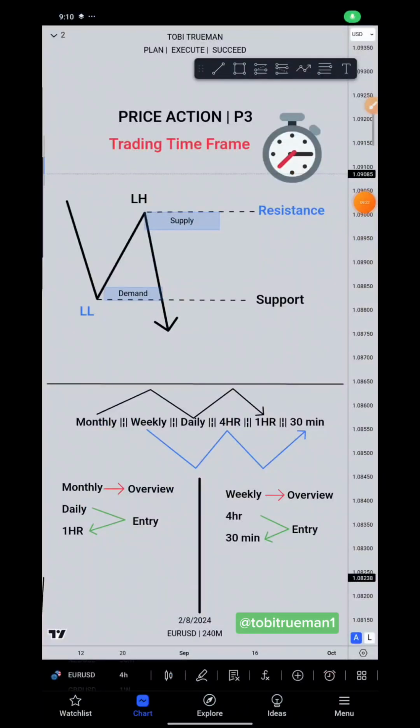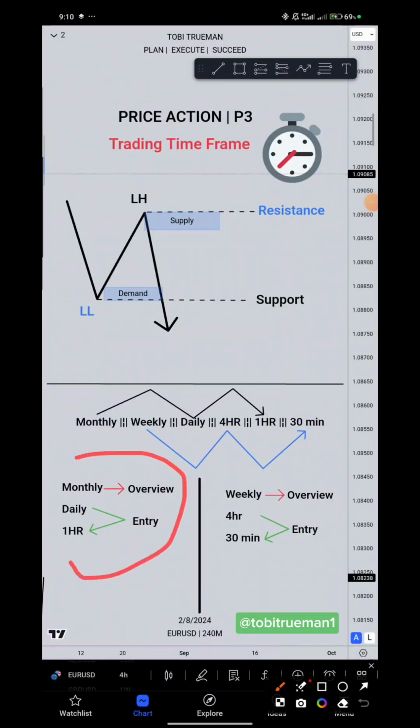So for the people that may want to also apply the monthly time frame category, how do you do that? You apply the same process, whereby you check what is happening in the monthly time frame, then you come to the daily. If you see your entry there, you can take it. If you also see your entry there on the hourly time frame, you can also take it.